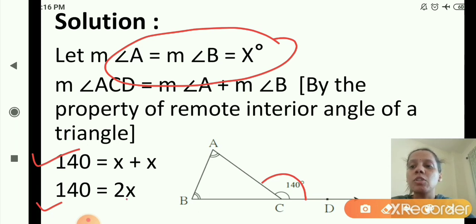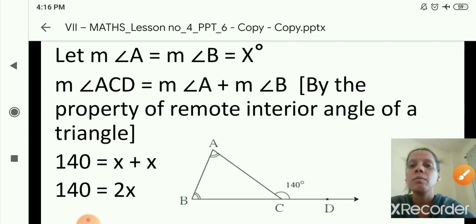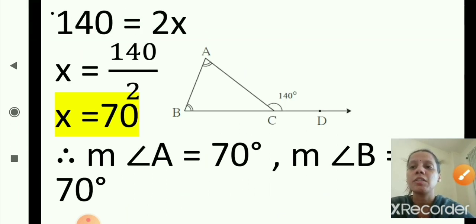So 140 is equal to 2x. Now this 2 will go here, so it becomes divide. So in the next step you will write down x is equal to 140 divided by 2. 140 divided by 2 is what? Correct, 70. So what is the measure of angle A? Measure of angle A is 70 degree and measure of angle B is equal to 70 degree.